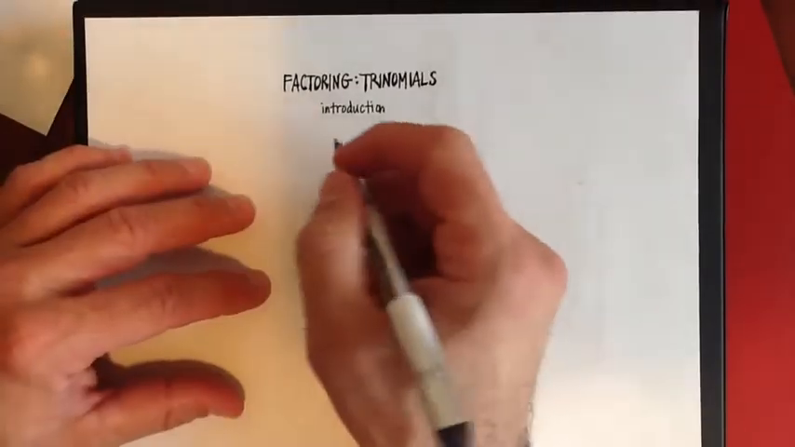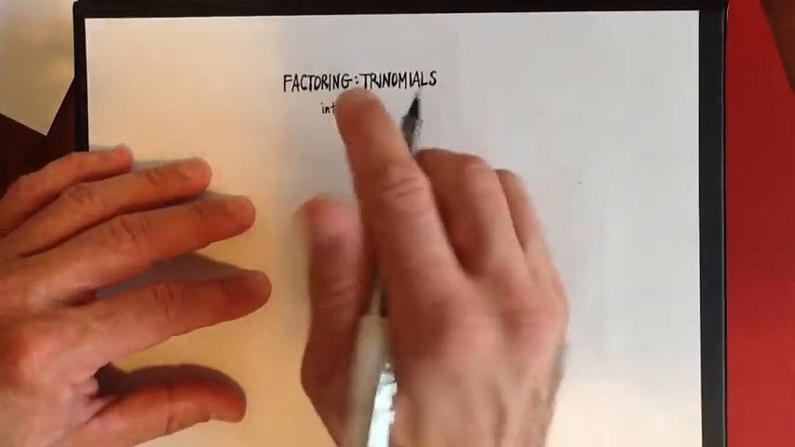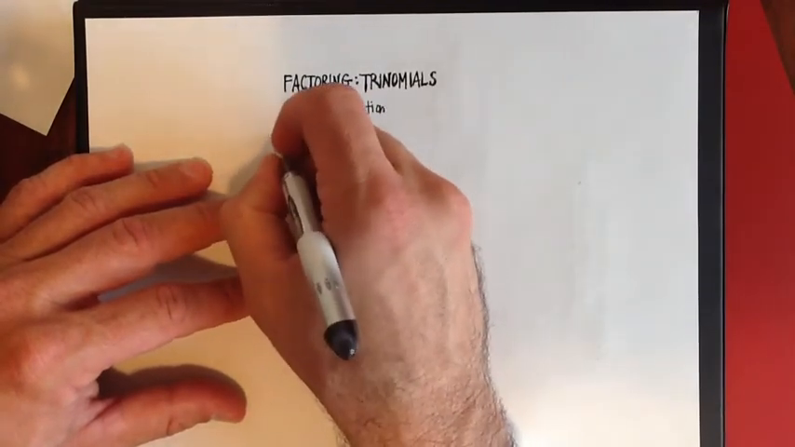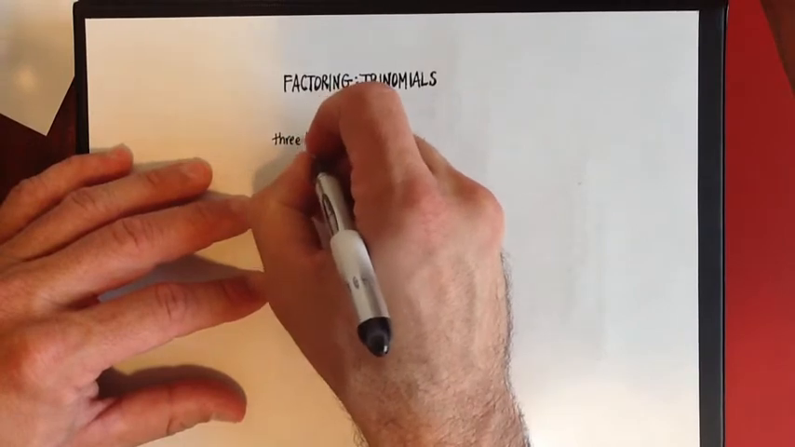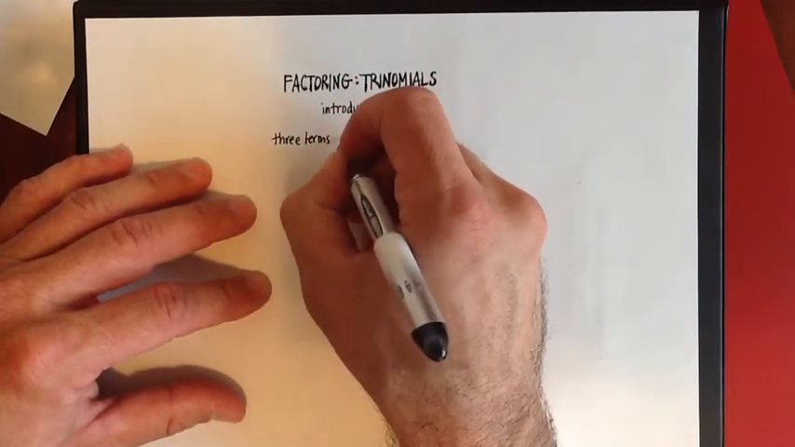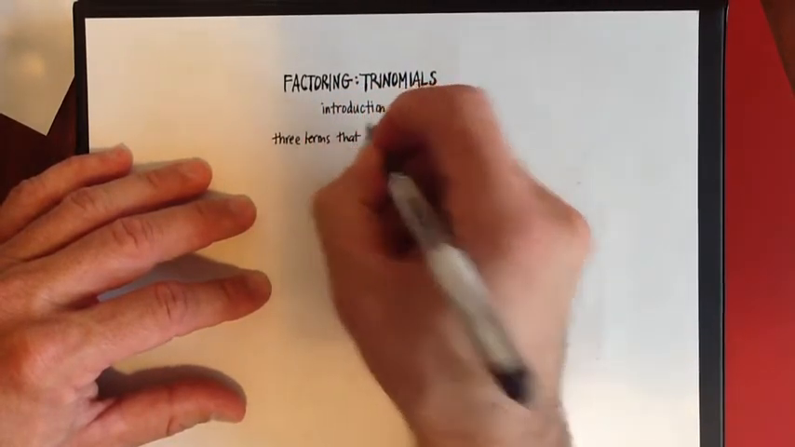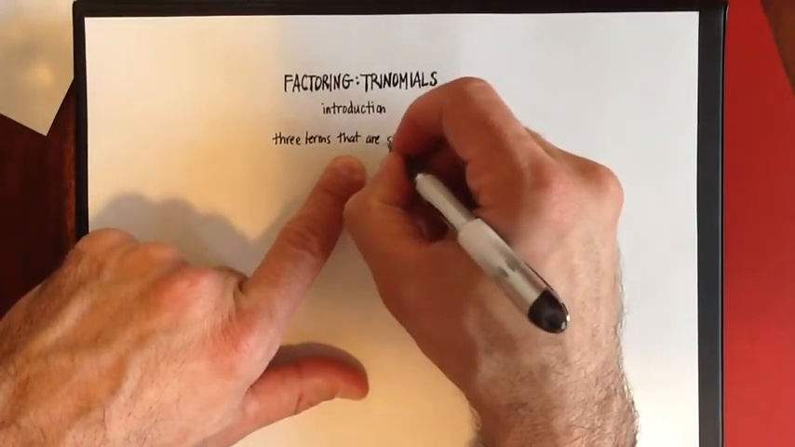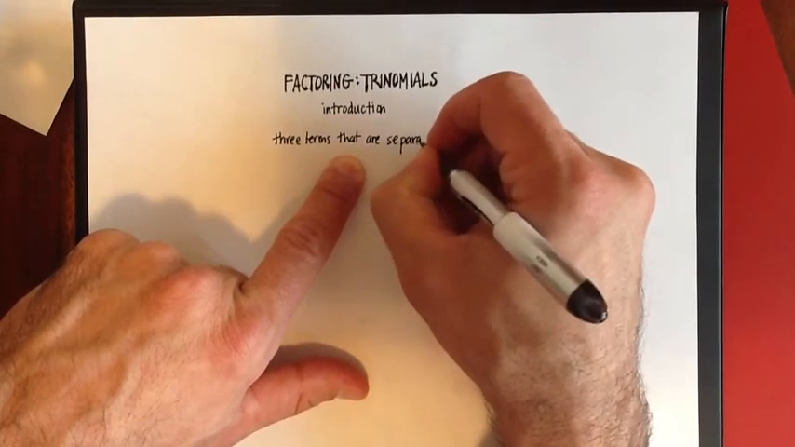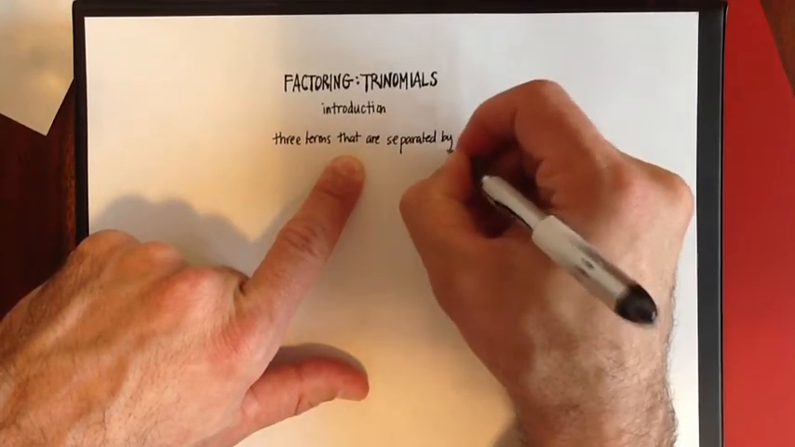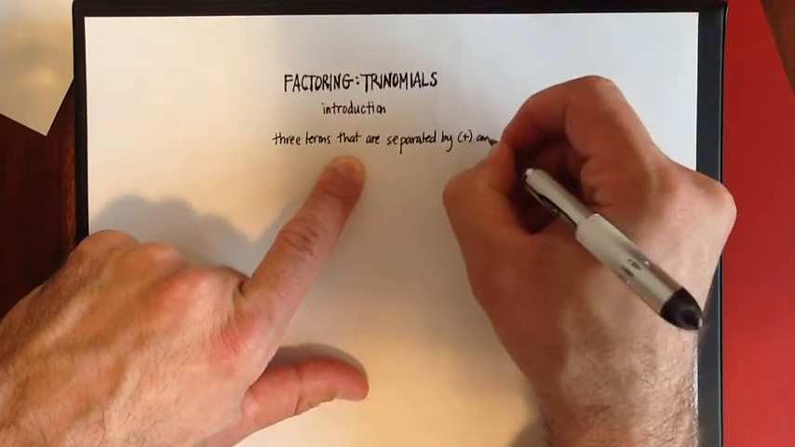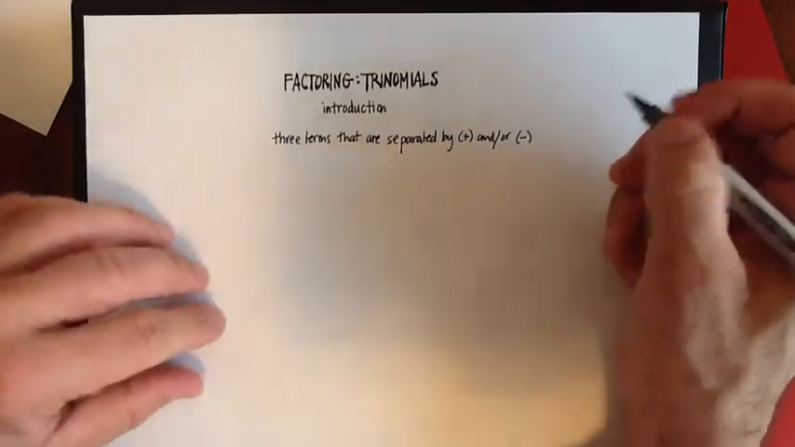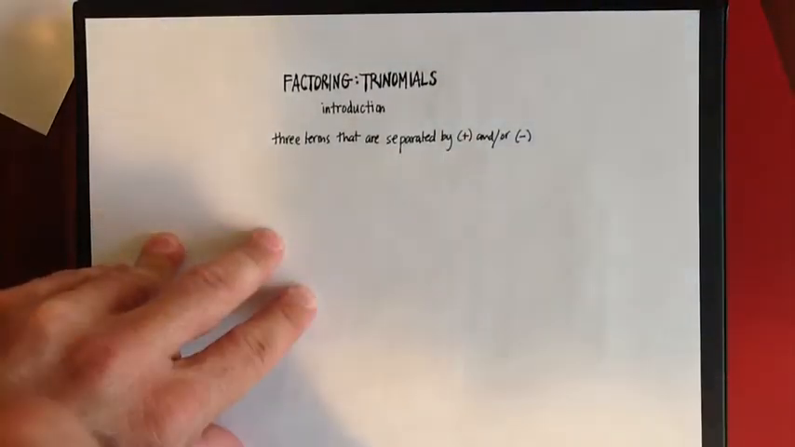But let's talk a little bit about what a trinomial is. Well, the word tri means 3, right? So trinomials are basically 3 terms that are separated by additions and or subtractions. Okay?